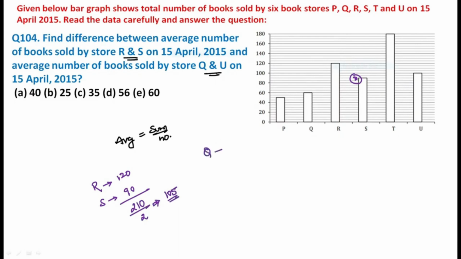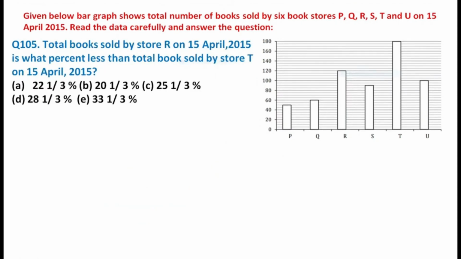In the same way, for store Q, the value is exactly 60. For store U, the value is 100. Now the total value is 160, which divided by 2 gives 80. Now the question: 105 when compared to 80, how many quantities are extra? So you can choose your option: 25 books are extra. It's 25. Number 5, try to find the answer, guys.